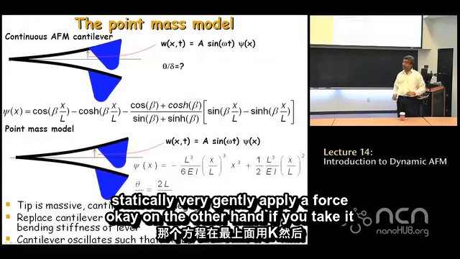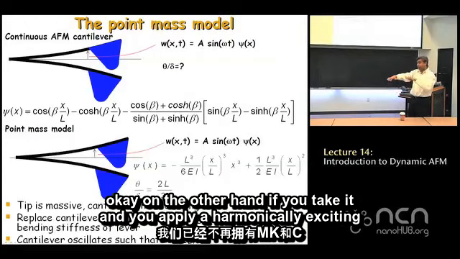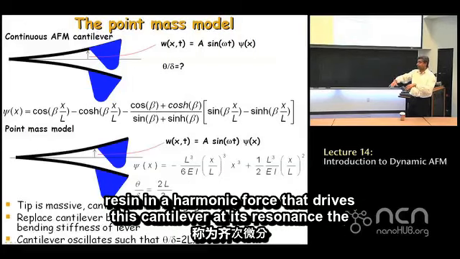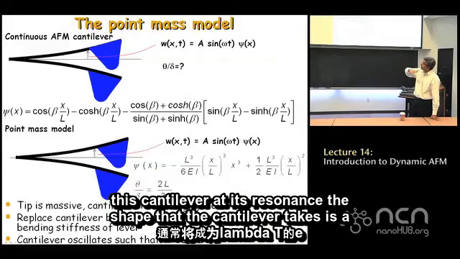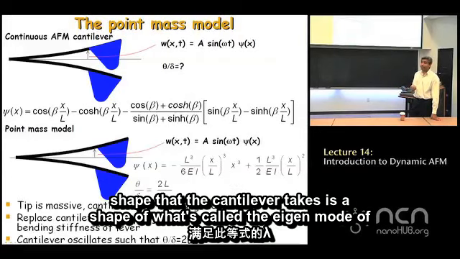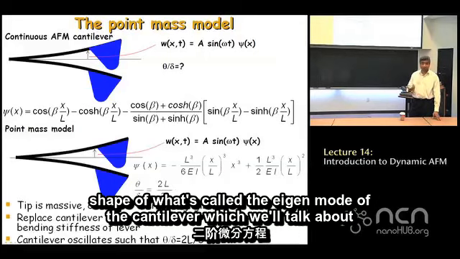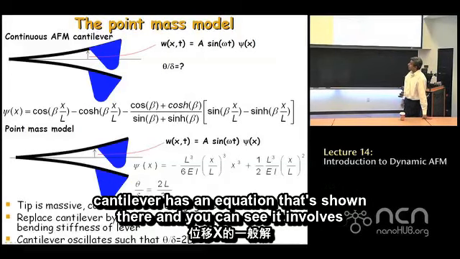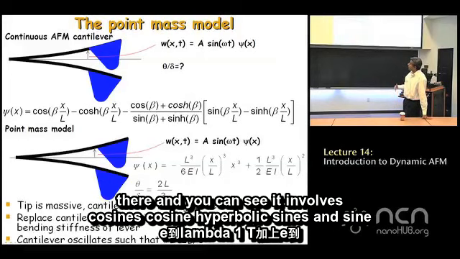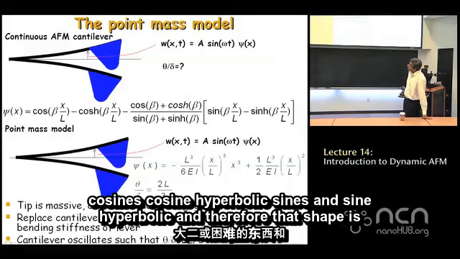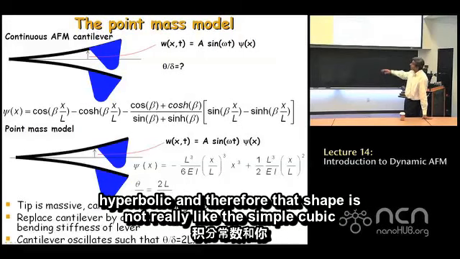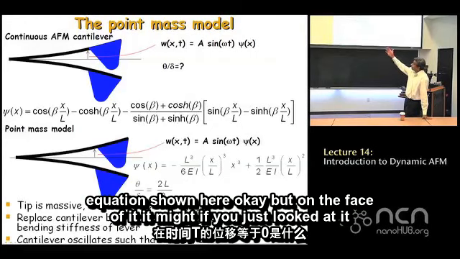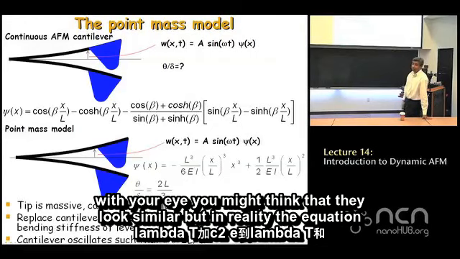On the other hand, if you apply a harmonic force that drives this cantilever at its resonance, the shape that the cantilever takes is the shape of what's called the eigenmode of the cantilever, which we'll talk about. And the first eigenmode of the cantilever has an equation that's shown there. You can see it involves cosines, cosine hyperbolics, sines, and sine hyperbolics. And therefore, that shape is not really like the simple cubic equation shown here, okay? On the face of it, if you just looked at it with your eye, you might think that they look similar, but in reality, the equation is different.